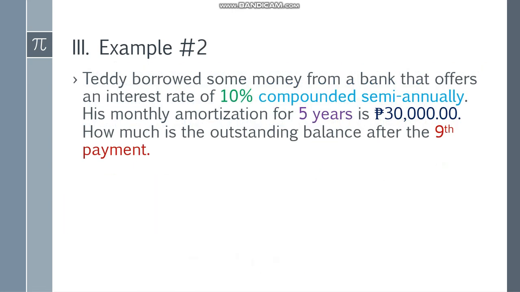Let's move on to example number 2. Teddy borrowed some money from a bank that offers an interest rate of 10% compounded semi-annually. His monthly amortization for 5 years is 30,000 pesos. How much is the outstanding balance after the ninth payment?